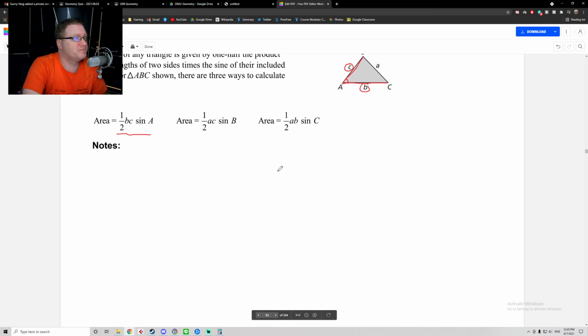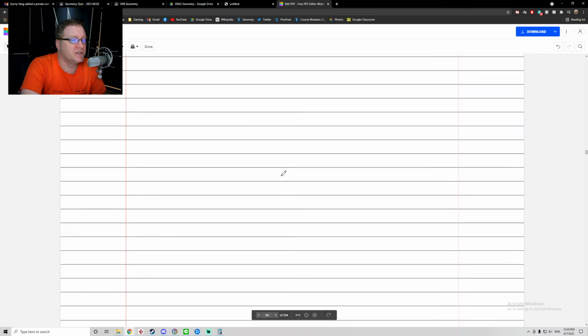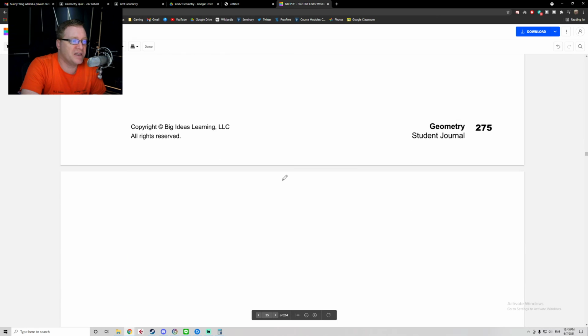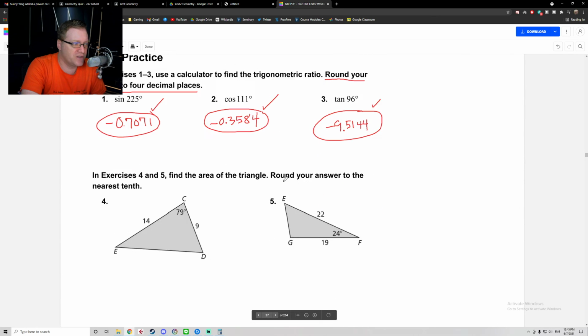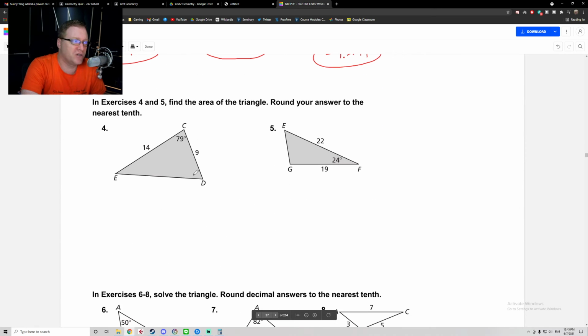So let's go down here. We're going to go to some examples. We'll do the examples, and then tonight in your homework, you're going to have to do some problems like this. In exercises 4 and 5 in your notebook here, it says we need to find the area of the triangle. We want to round the answer to the nearest tenth. What does tenth mean? Tenth means 1 decimal place.